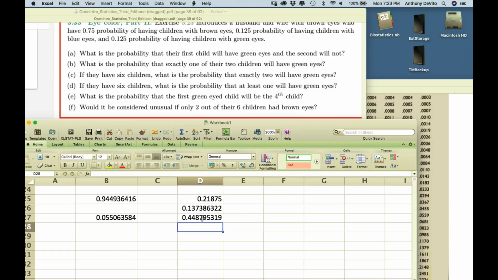So there is a 0.45 chance, 45% chance of having no children that have green eyes out of six. So the probability of having at least one is going to be equal to 1 minus the probability of having none, okay, which is 0.55, which is right. You got it right. Ange got it right. Okay, you rounded a little bit.